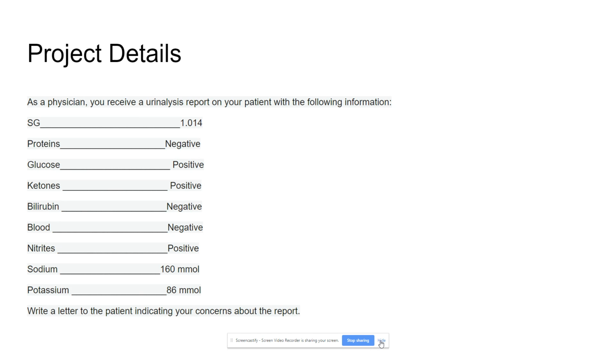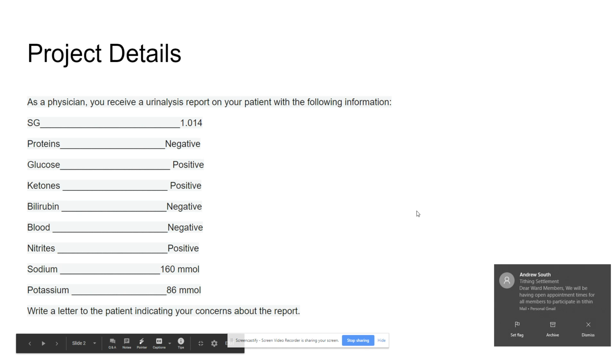And so you are going to act as a physician in this case, and you will look at this data that was just gathered from their urine, and you will write a letter to the patient indicating your concerns about the report and maybe just stating the facts that you receive. Okay, so you can see right here there's some data that they receive.